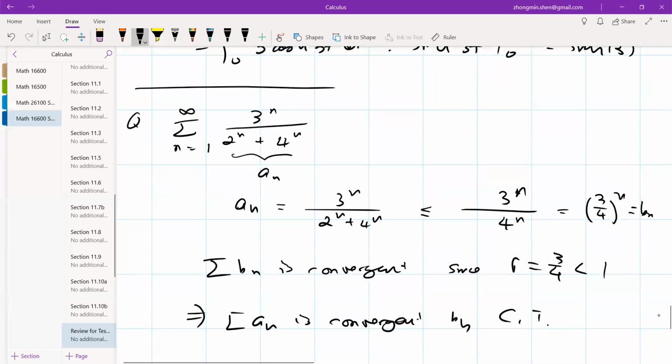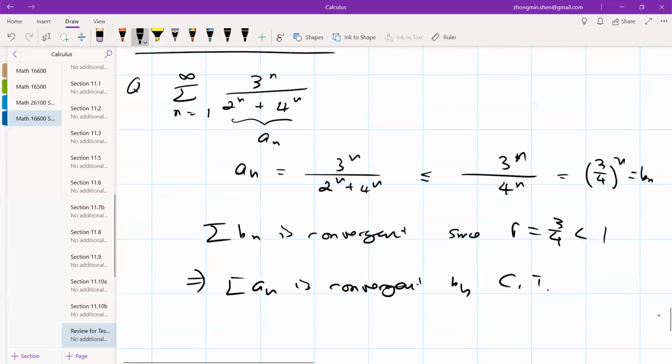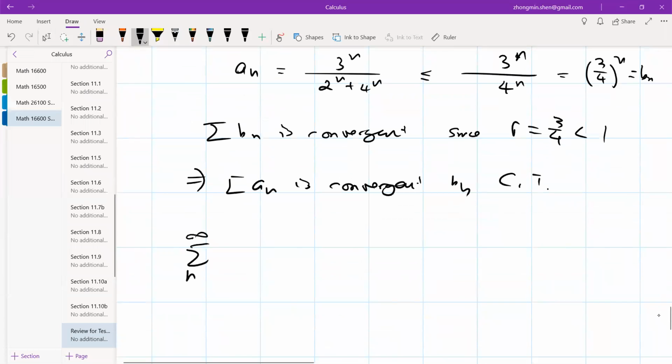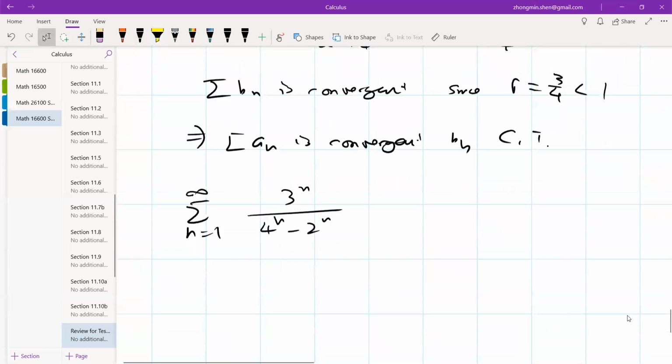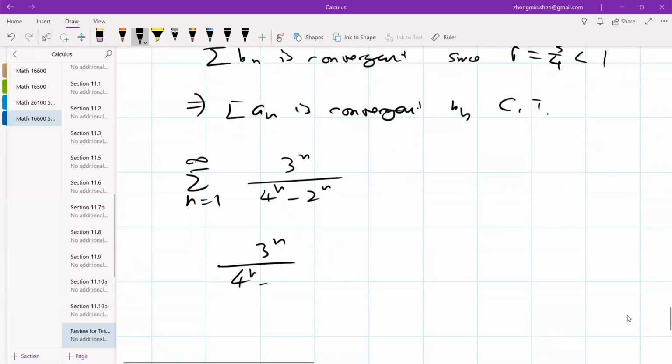Sometimes you have to use the limit comparison test. The reason is, if I change it to 3 to the n over 4 to the n minus 2 to the n, I'm pretty sure the denominator is always positive, so never worry about it. Now, you cannot use the comparison test directly because 3 to the n over 4 to the n minus 2 to the n is not going to be less than 3 to the n over 4 to the n. Actually, it's the other way around.